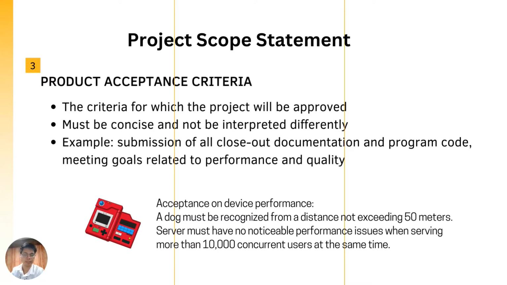For our DoggyDex, we have listed two acceptance criteria on the device performance. First is that the dog must be recognized from a distance of 50 meters, and second is that the server must be able to handle transactions of more than 10,000 concurrent users. So this is only acceptance on the device performance. There will be other sets of acceptance on other specifications of the product.